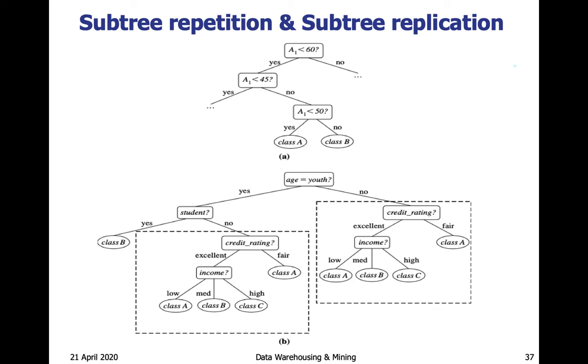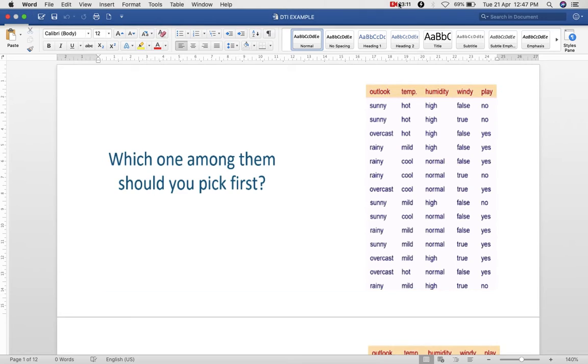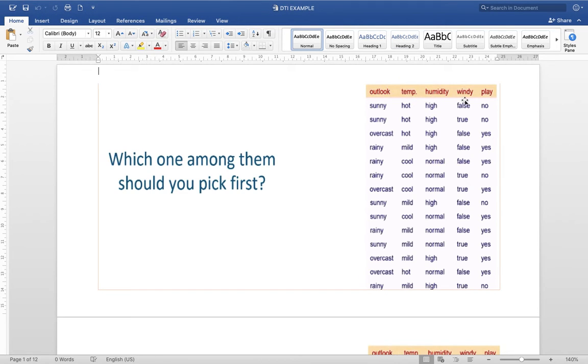So now I'm coming to the example. This is a very famous example, the play golf example. This is the training data set. Which one among them should you pick first? There are four attributes: outlook, temperature, humidity, and windy. These are the class sets. So which one among them should you pick first?